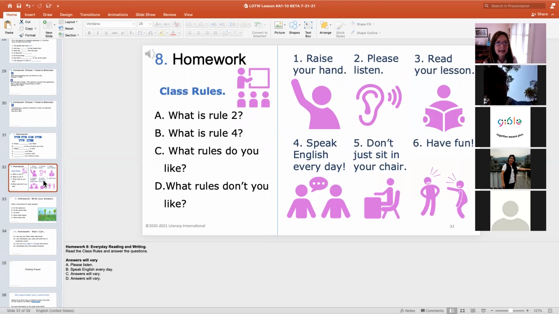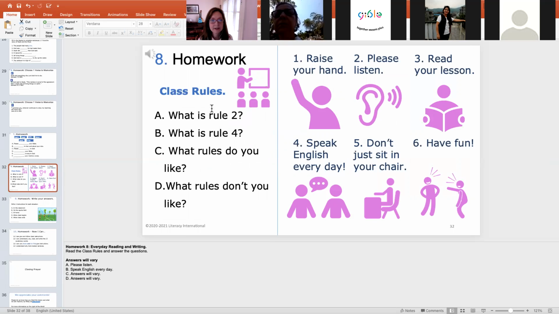Part number 8 is everyday reading. In this, there's always a little story or document that they need to read and then answer the questions about it. This one, they're going to read the class rules, and then they're going to answer these very basic questions about the class rules.